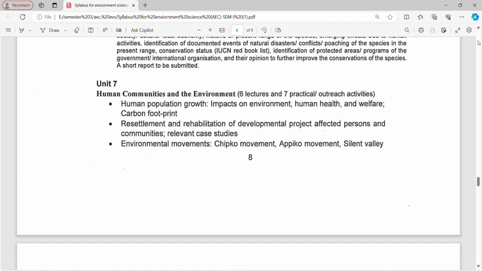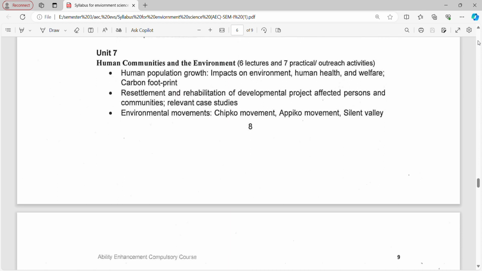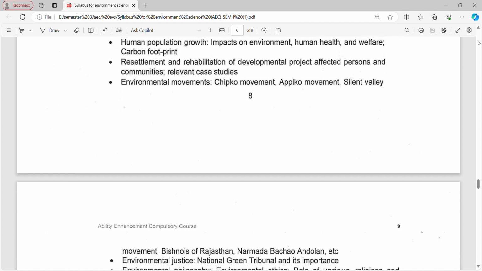Next is Unit 7, Human Communities and the Environment. Human population growth impacts on environment, human health and welfare, carbon footprint. Then resettlement and rehabilitation of developmental projects, affected persons and communities, relevant case studies. Then environmental movements: Chipko movement, Appiko movement, Silent Valley movement, Bishnois of Rajasthan, Narmada Bachao Andolan, etc.